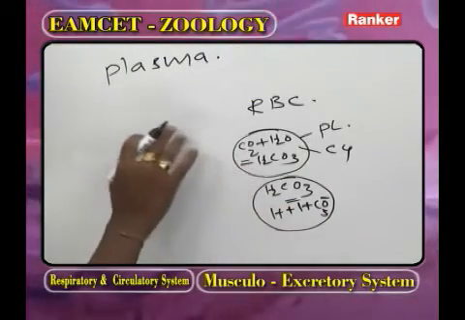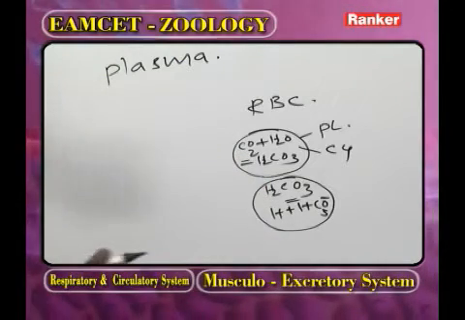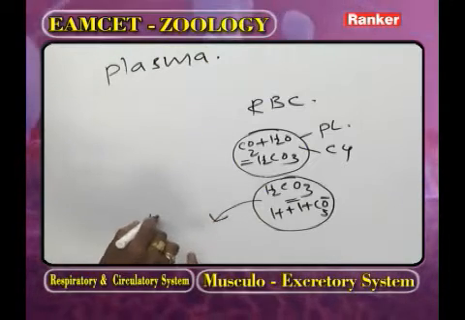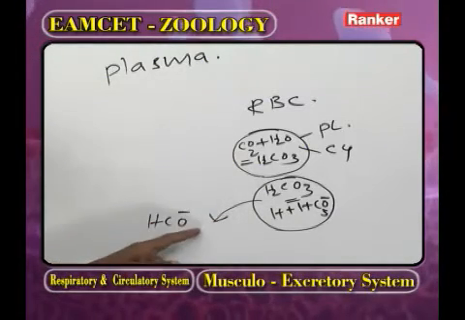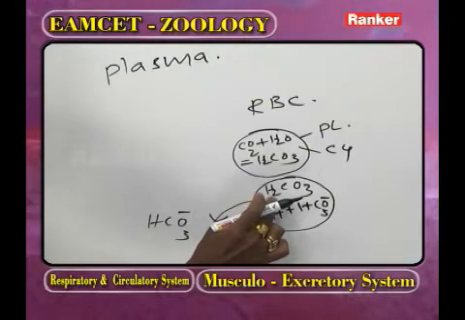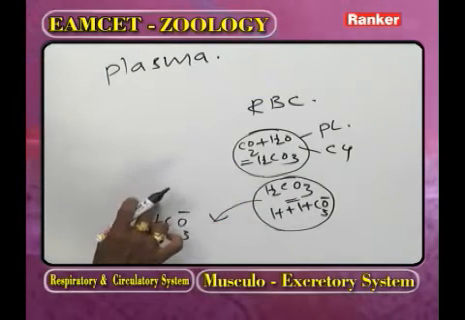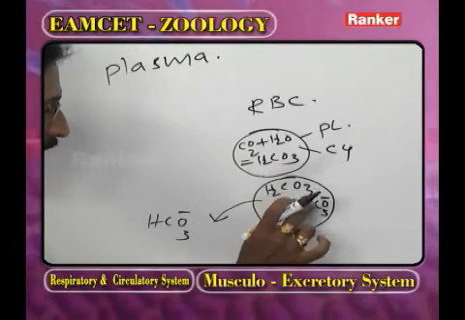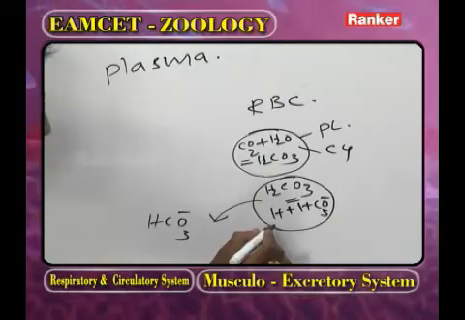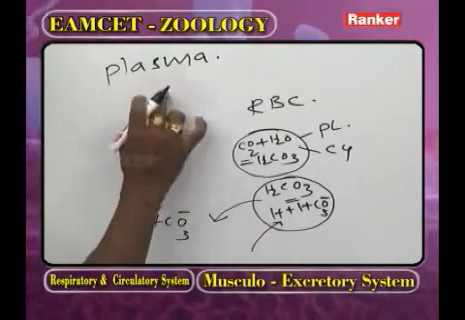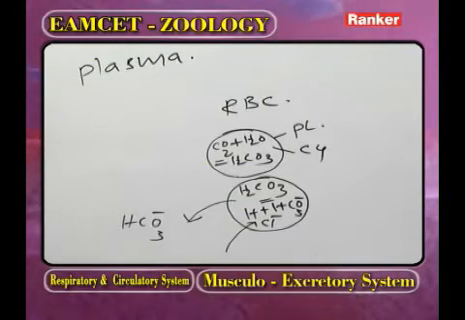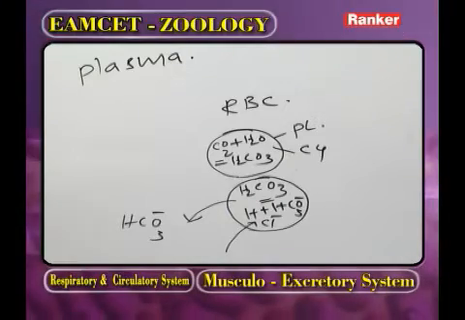Now during bicarbonate transportation from the RBC, the HCO3- ions, first of all from the RBC, enter into plasma. Now in order to maintain neutrality inside the RBC, instead of HCO3- from the plasma, the Cl- enters into the RBC. That phenomenon we call the Hamburger phenomenon, and this is called the chloride shift.